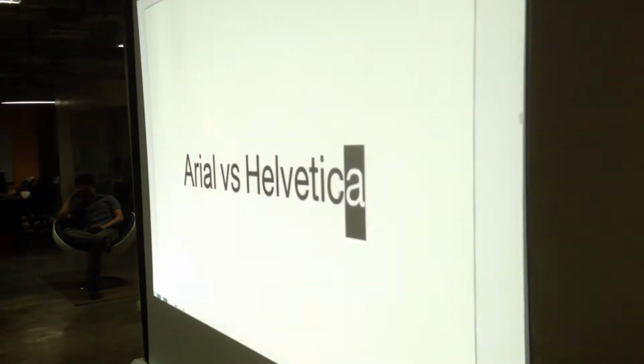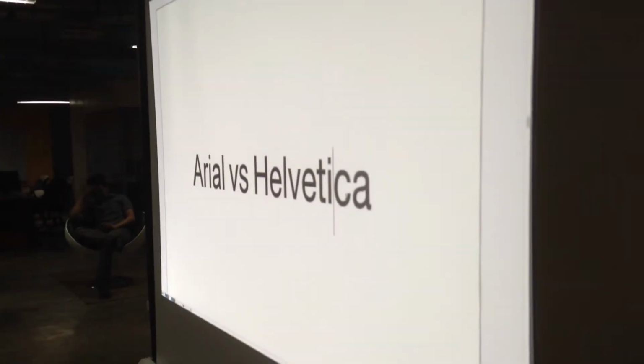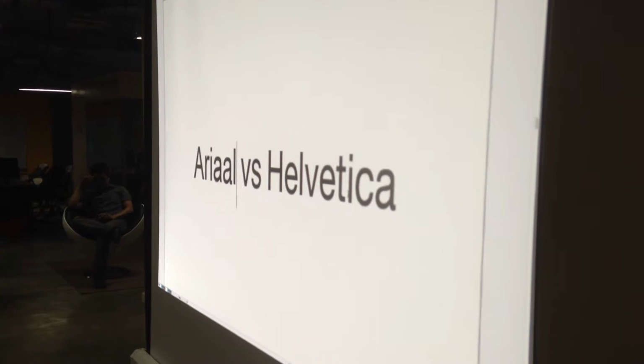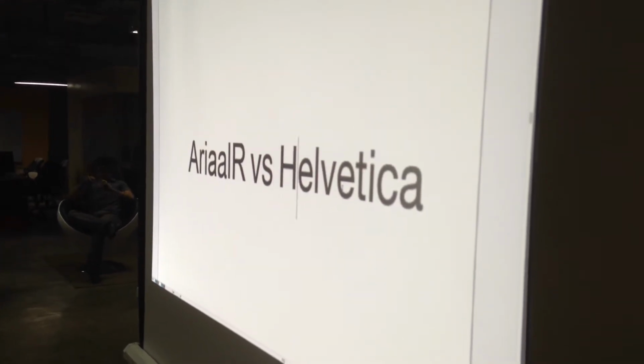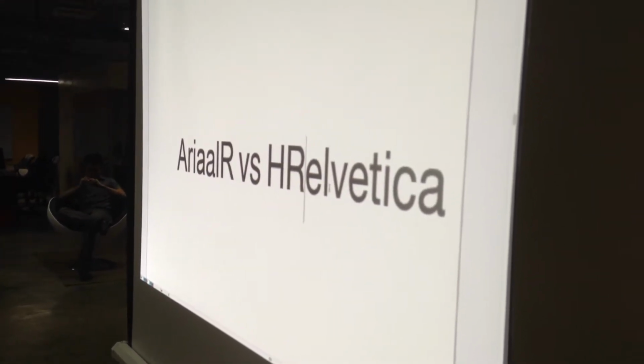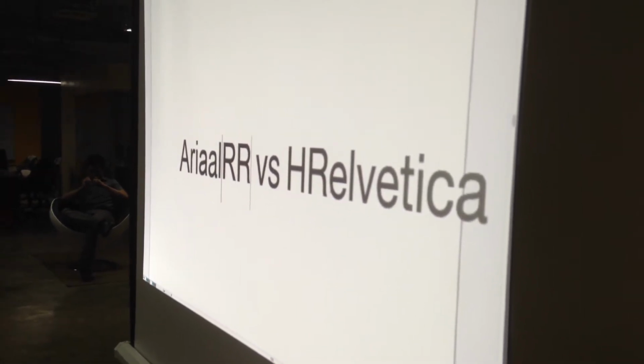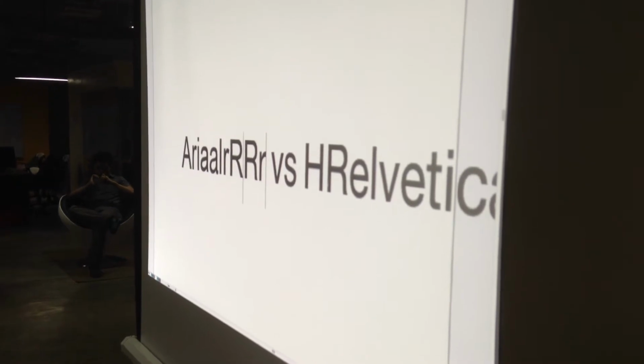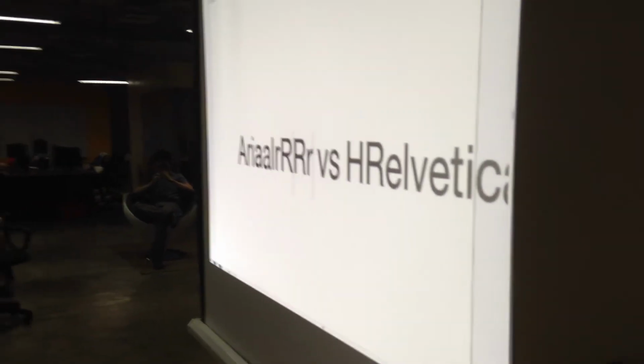Yeah? The C is going to be different between Arial and the R. Yep. And also the lowercase r, the uppercase R. So, those are a few differences between Arial and Helvetica.